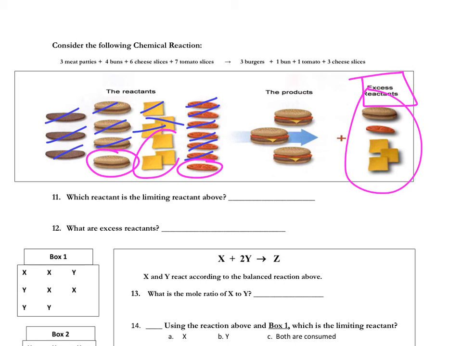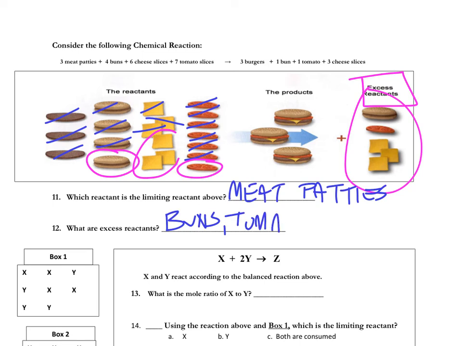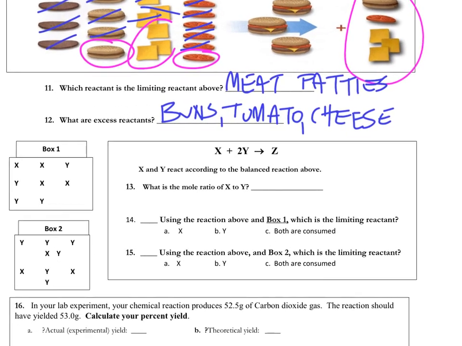So the limiting reactant is what runs out first. So in this case, the meat patties ran out first. So without the meat patties, I can't make a hamburger. So the excess ingredients here were the buns, tomatoes, and the cheese. Those were my extra ingredients. Those are my excess reactants.